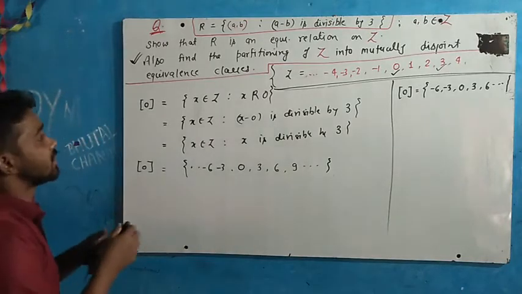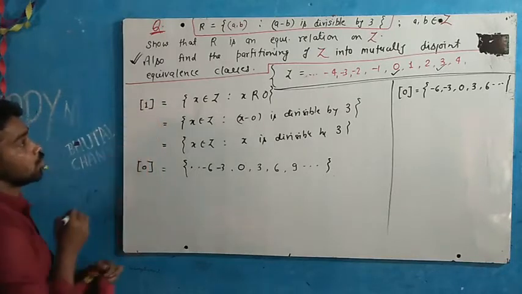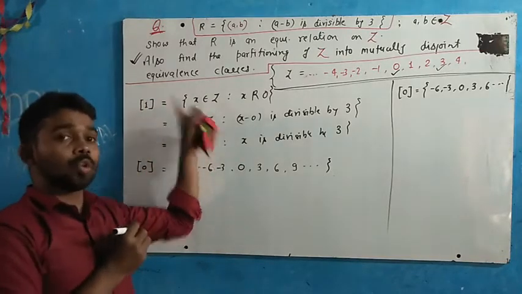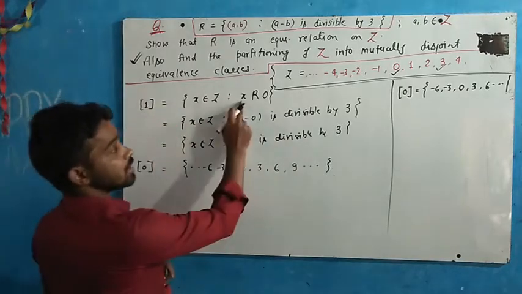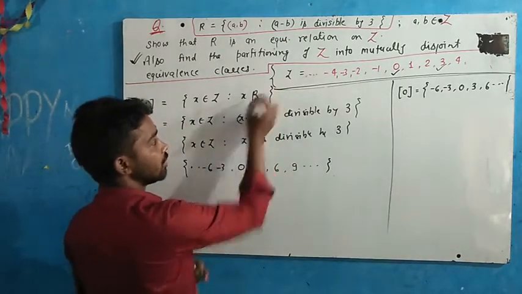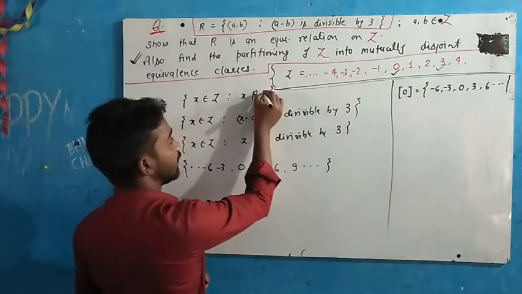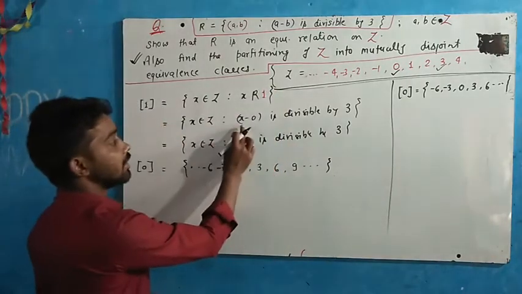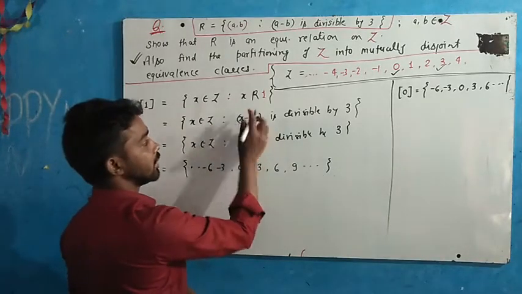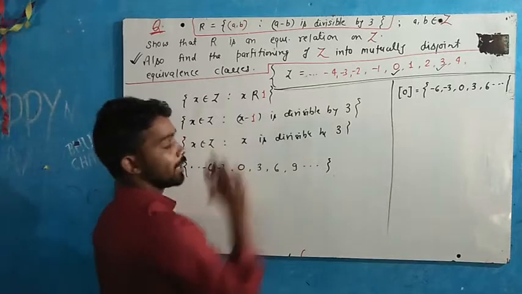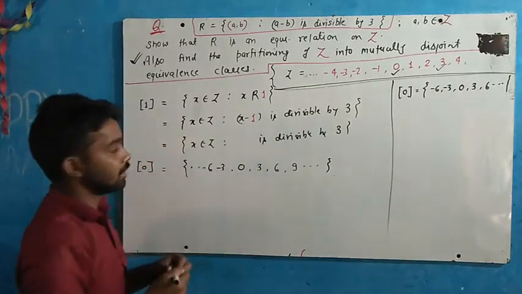So let's see. Equivalence class of 1. See what the change is. If I write here the equivalence class of 1, what will be here? Those integers which are connected to 1, those which are related to 1. And the next line: x belongs to Z such that x minus 1 is divisible by 3. Clear? So x minus 1 is divisible by 3.